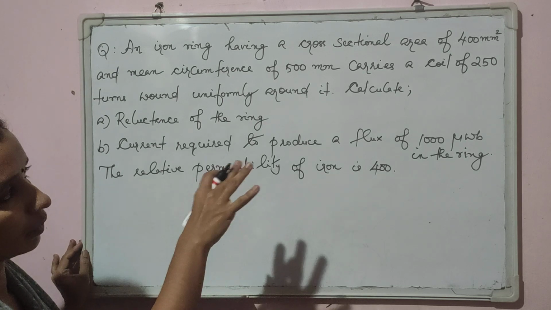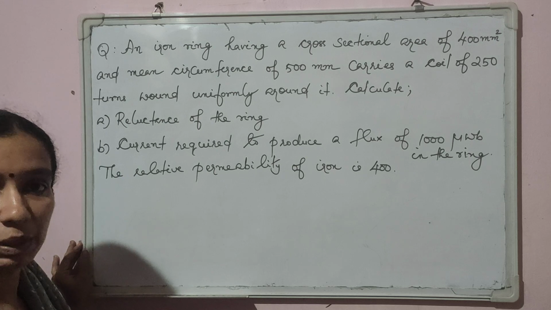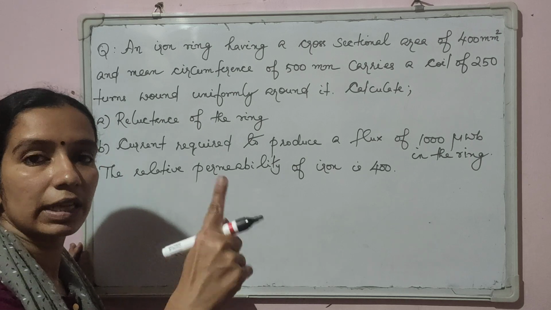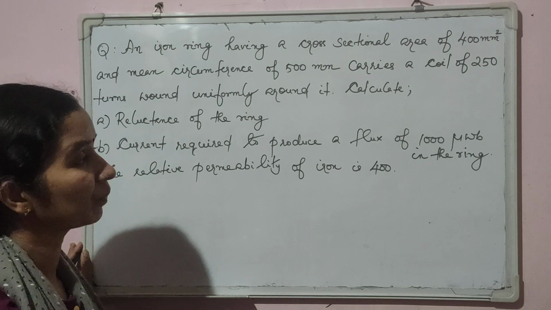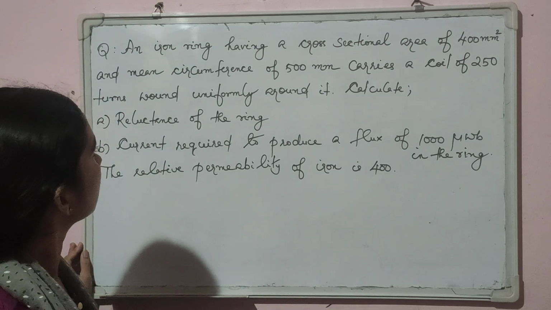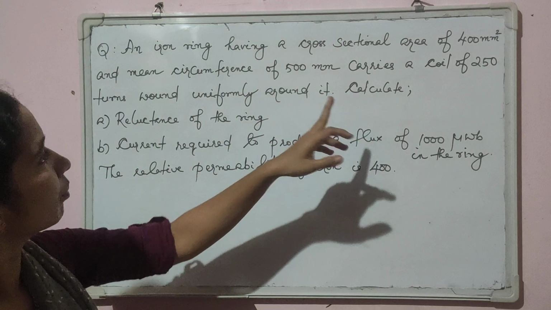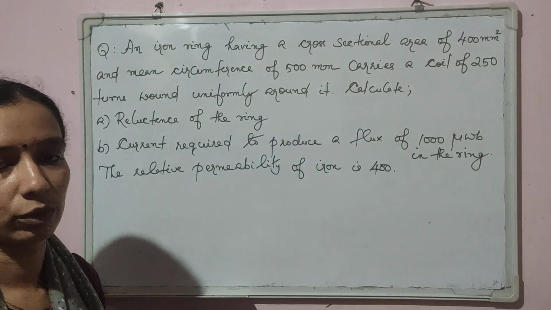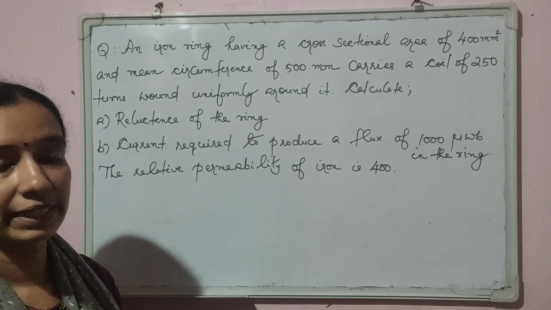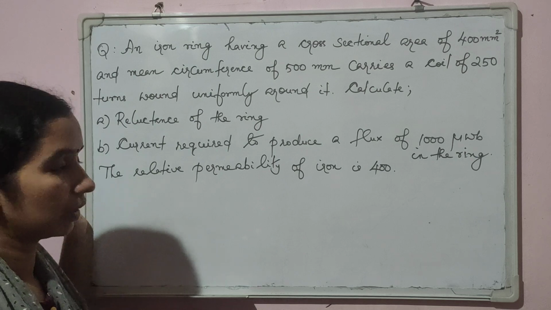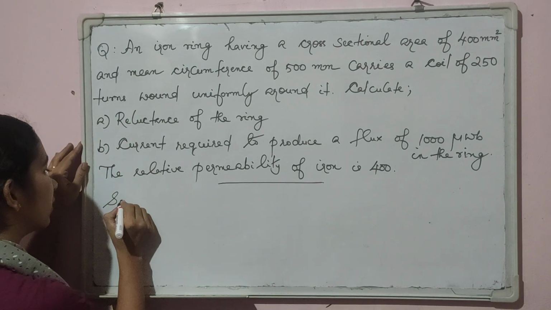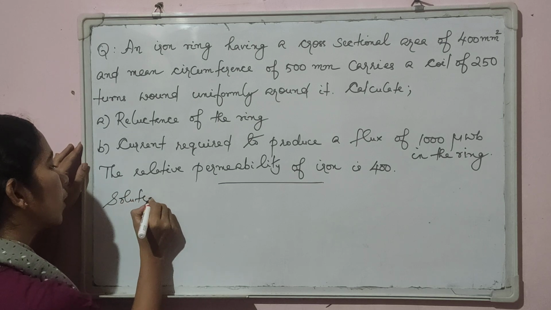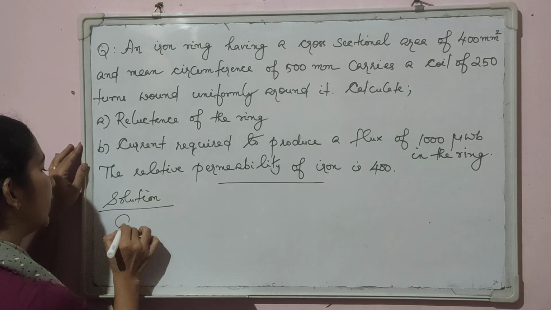Okay. So the data of a simple magnetic circuit are given. The length of the magnetic path, cross-sectional area of the magnetic path, then the number of turns of the coil wound around it. We have to calculate the reluctance of the ring first. So first of all, let us note down the parameters which are given.